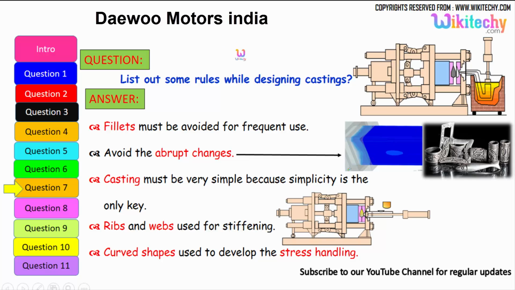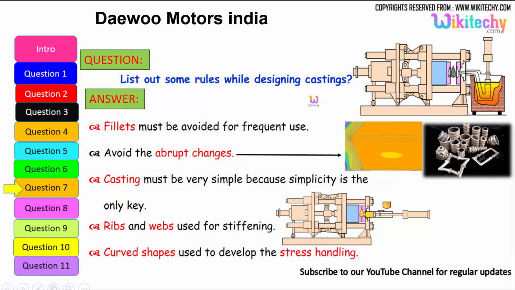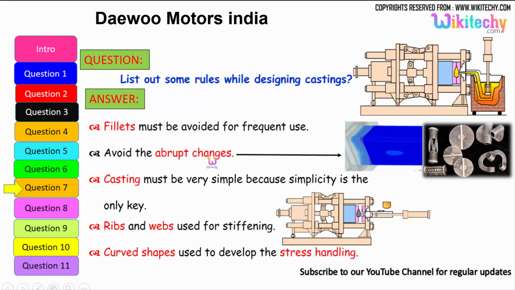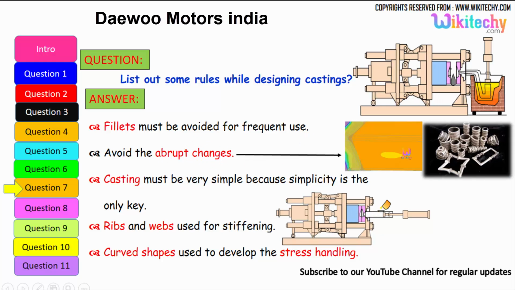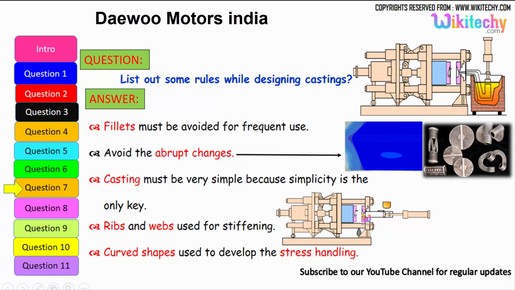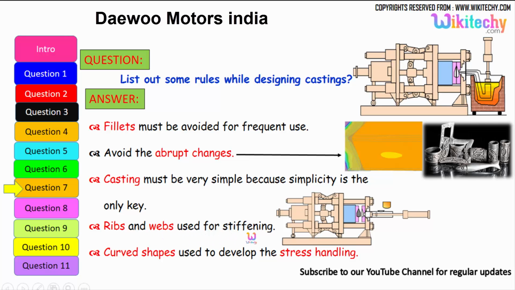Let's see some of the rules while designing casting. Fillets must be avoided for frequent use. That's the first one. Avoid the abrupt changes. It should not change. Casting must be very simple because simplicity is the only key. Ribs and webs are used for stiffening.